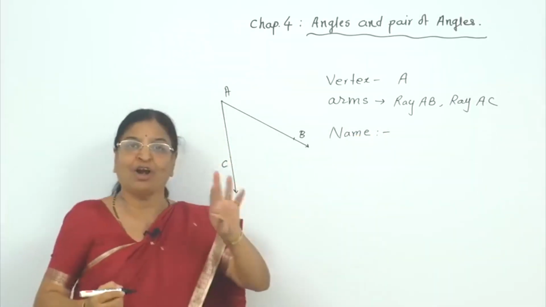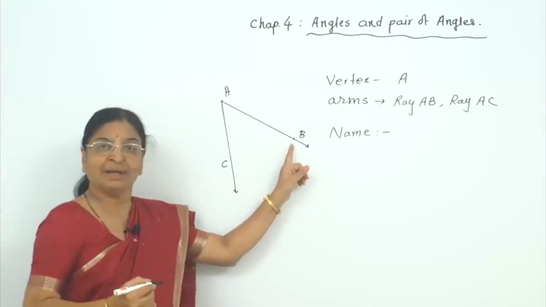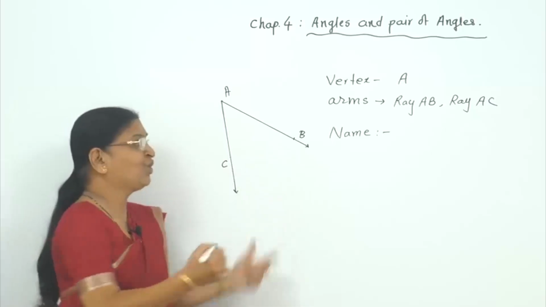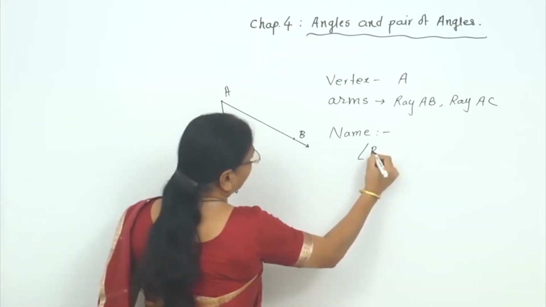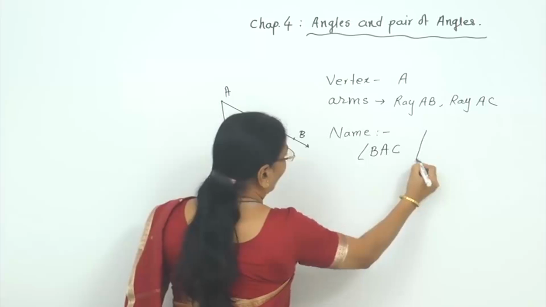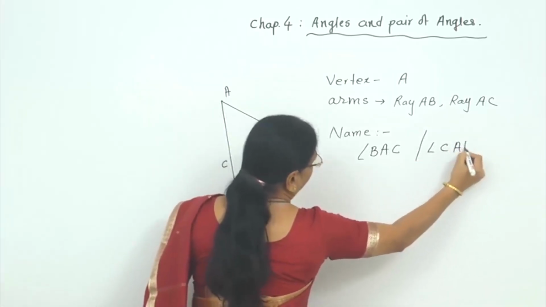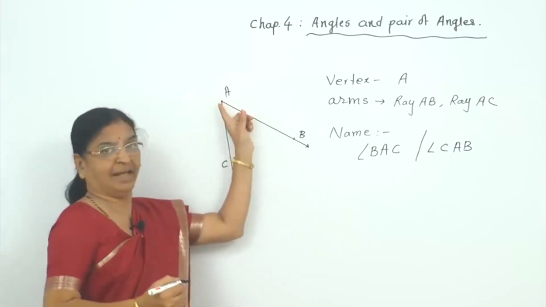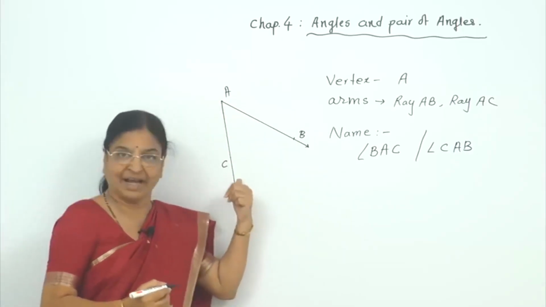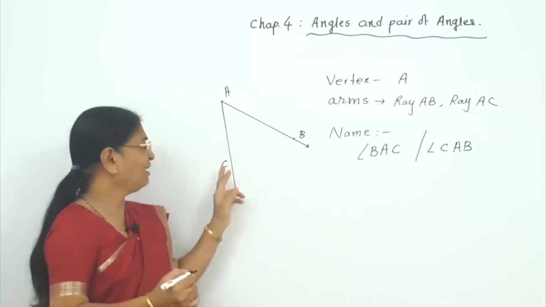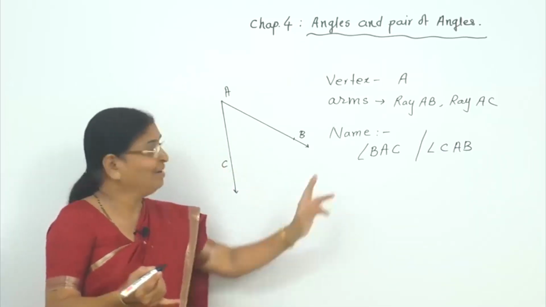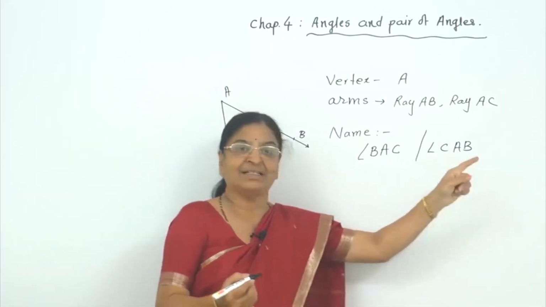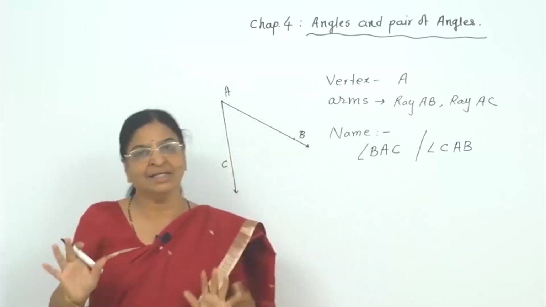It is usually called by 3 names. That is, B is a point on one ray, C is a point on another ray, and so I can name it as angle BAC, or I can say CAB. Why the 2 names? One will start from B, go to the vertex, and then the third side, of course, that is the second arm. But one will start from C also. So you can name the angle as BAC or angle CAB. It is one and the same angle.